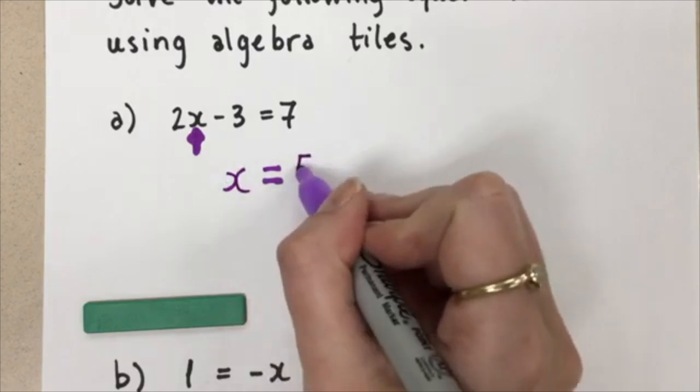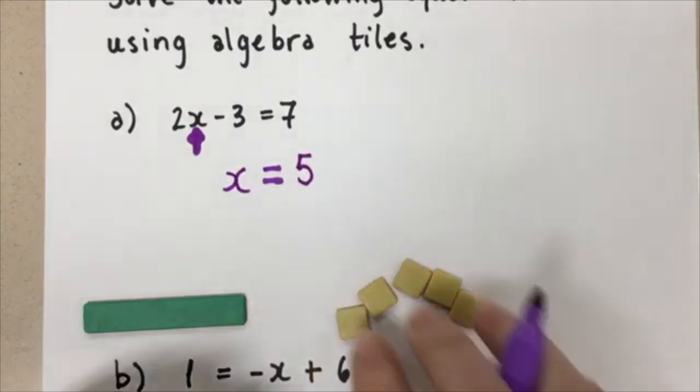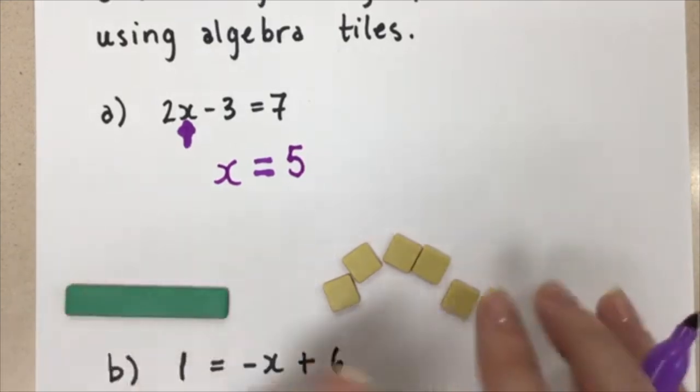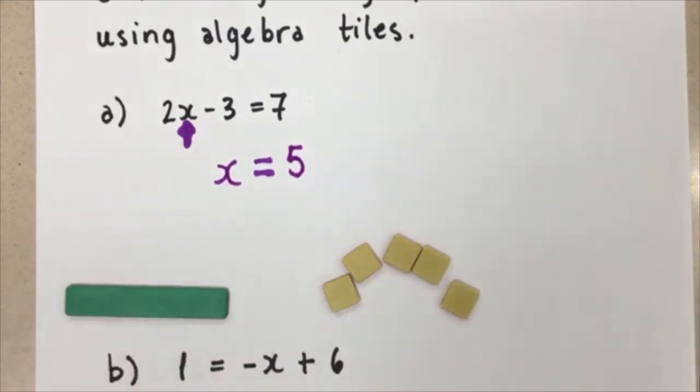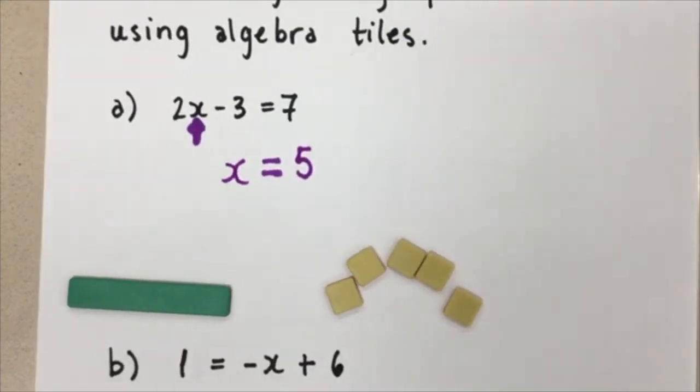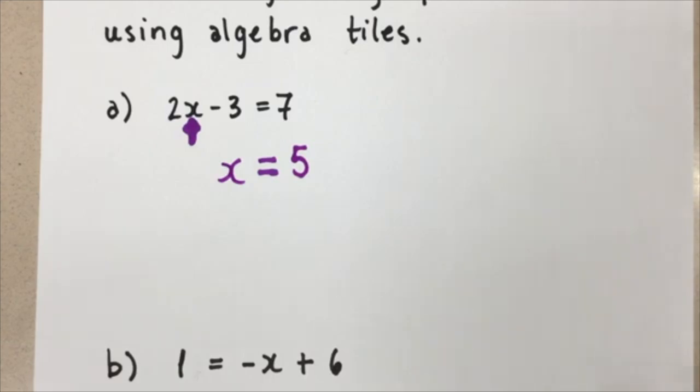So this is how we manipulate the algebra tiles to get the x alone on one side with its value on the other side of the equal sign. It's kind of like playing around with a puzzle. Let's do the next one.